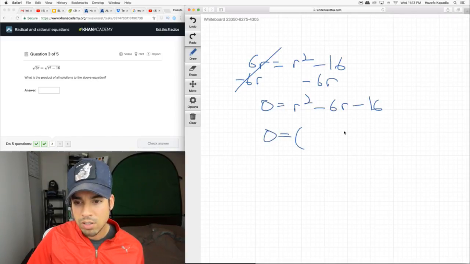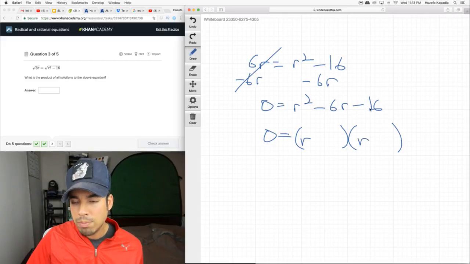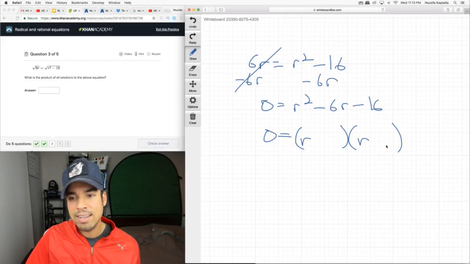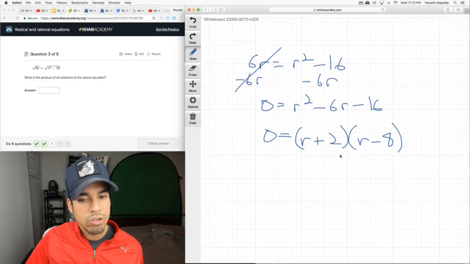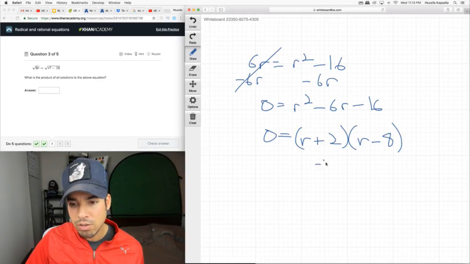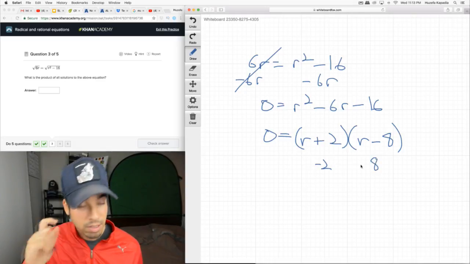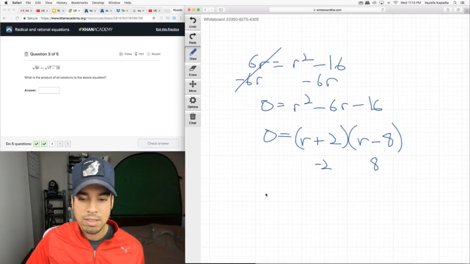0 equals, and I'm going to factor this, right? R, what multiplies to negative 16 and adds to negative 6? I'm going to say that is negative 8 and positive 2. So my solutions for r are, what makes this go to 0, negative 2. What makes this go to 0, positive 8. Before I multiply these, let's check them. So let's try negative 2 first.